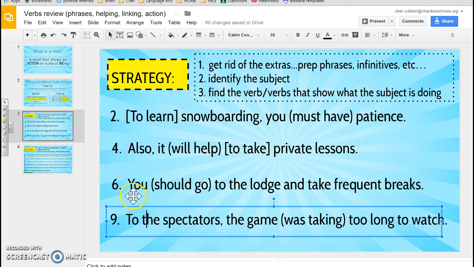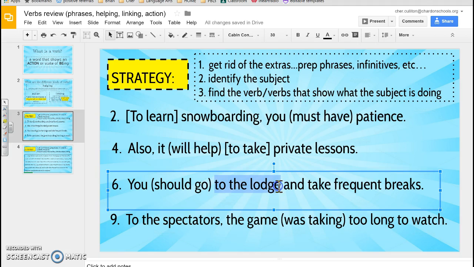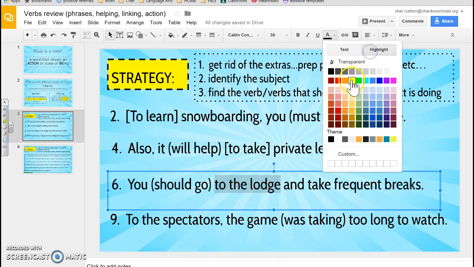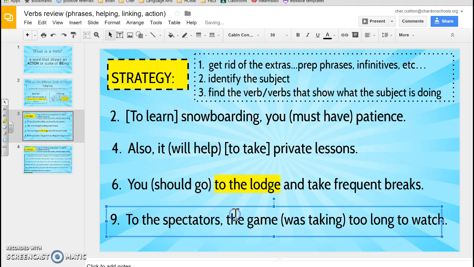Number 6, you should go to the lodge and take frequent breaks. I see a prepositional phrase here, so I'm going to highlight that and get rid of it. And I don't see anything else, so I'm going to start with my subject. You is the subject. You what? You go. And I've got a helping verb in front of it. Should go. Could, should, would are my helping verbs. You should go. So that's a verb, and that's my verb phrase.